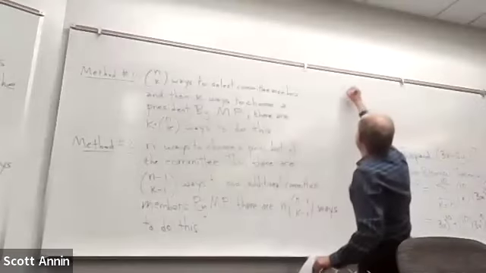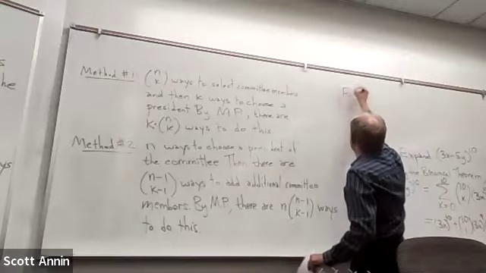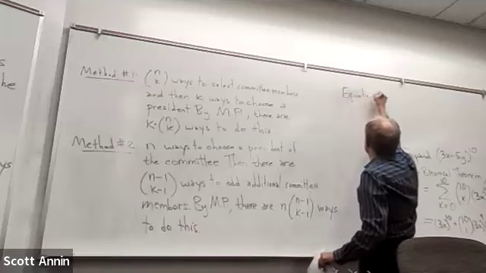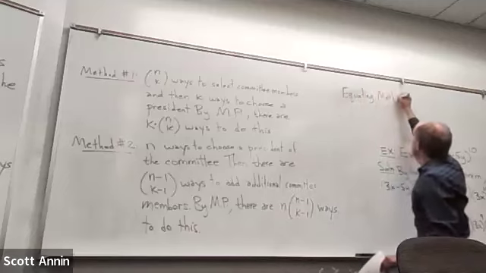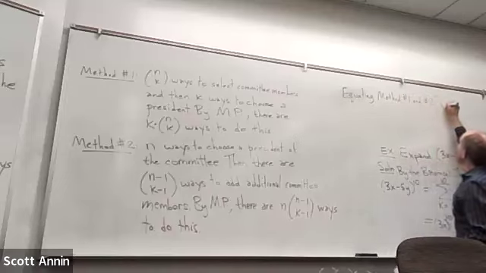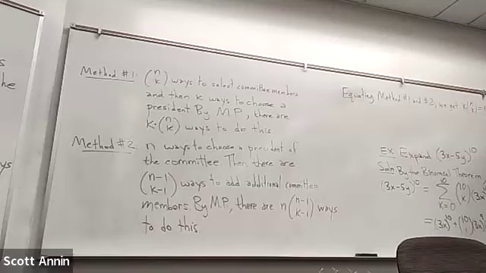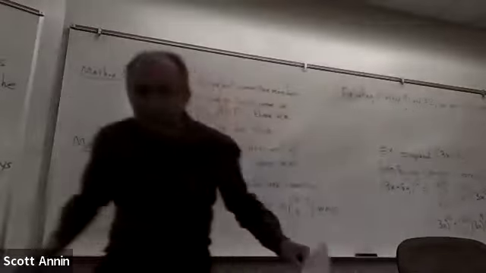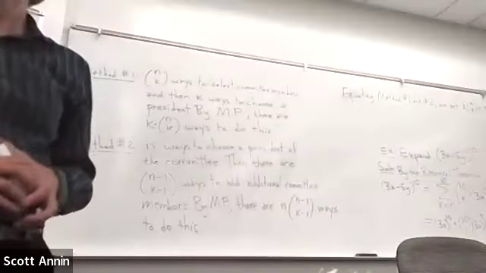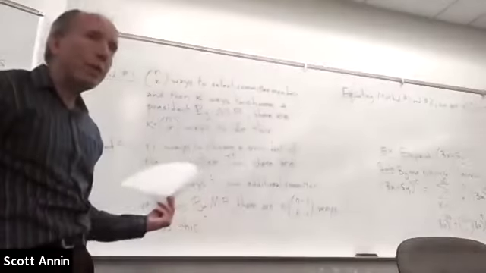Okay, so let's just say it this way. Equating method number 1 and number 2, we get the statement, which was k times n choose k equals n times n minus 1 choose k minus 1. Exactly what we have there. So that's a good example of a combinatorial argument. This is a pretty easy one.